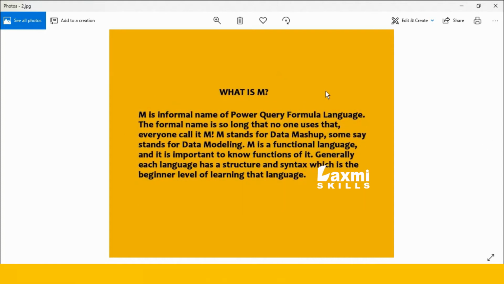Next, what is M? M is an informal name of the Power Query formula language. The formal name is so long that no one uses that. Everyone calls it M. M stands for Data Mashup. Some say it stands for Data Modeling. M is a functional language, and it is important to know its functions. Generally, each language has structure and syntax, which is the beginner level of learning that language.